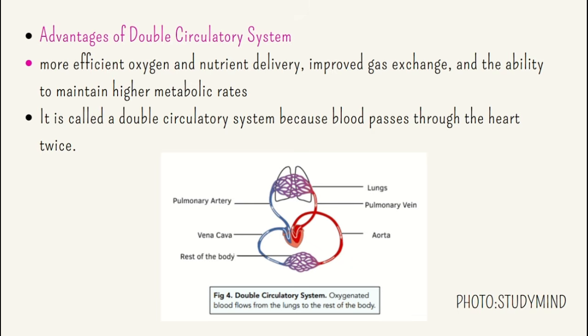So, more oxygen and nutrient delivery, improved gas exchange, and the ability to maintain higher metabolic rates. So you see all that physical activity, running up and down, it works out. And as I said before, because of the size of our bodies, we need this double circulatory system. The blood cannot pass through the heart once. It now goes to sustain the body.